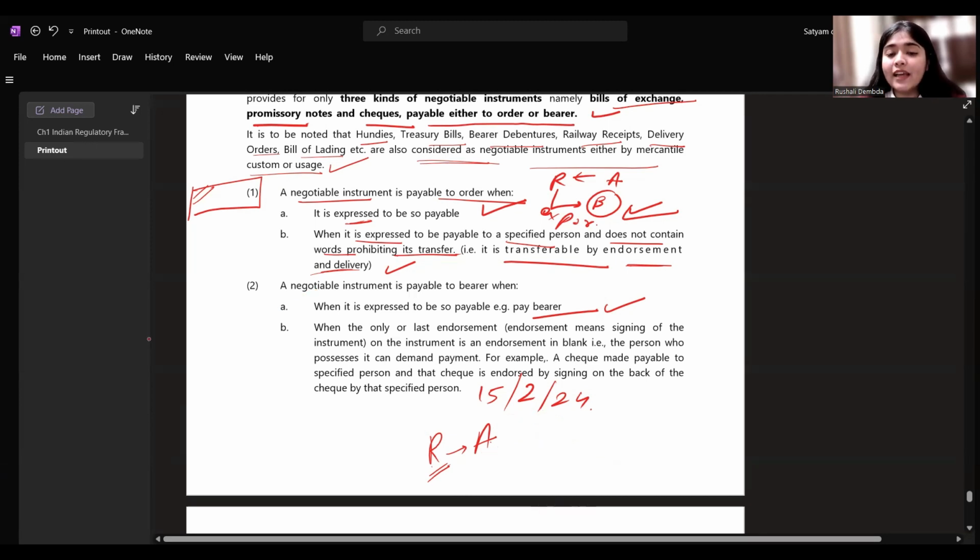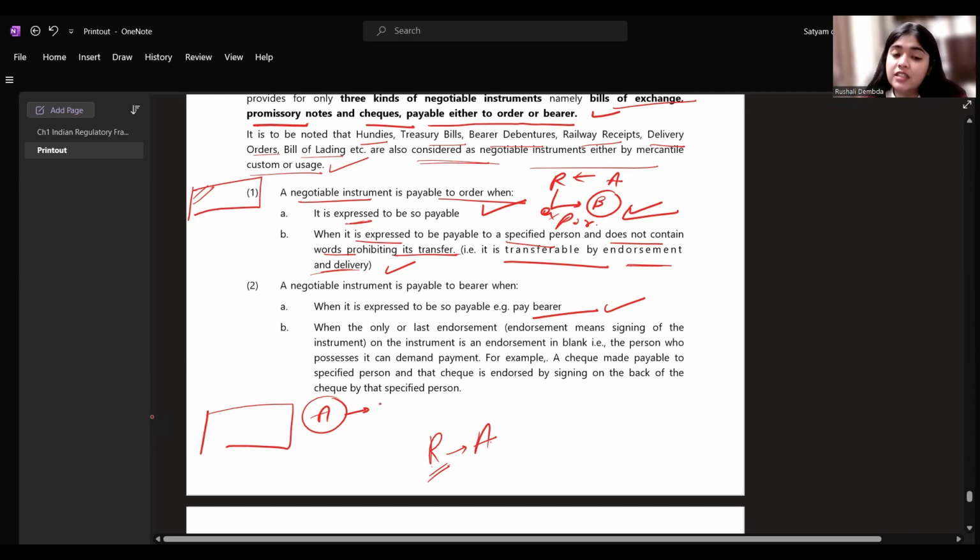Now, when the only or last endorsement, meaning signing on the instrument, is an endorsement in blank, the person who holds it can demand payment. For example, a check made payable to a specified person, and the check is endorsed by signing on the back of the check by that specified person. Let's consider A was the specified person to whom it was payable. What happens when you give a check and want to endorse it? You sign on the back of it and give the check.